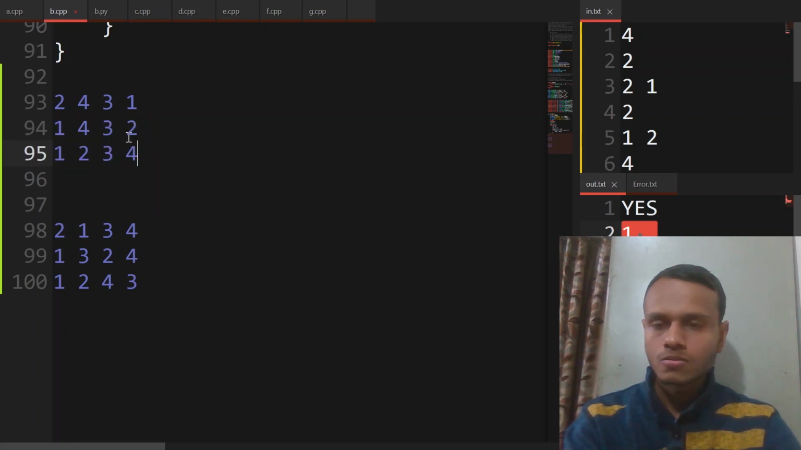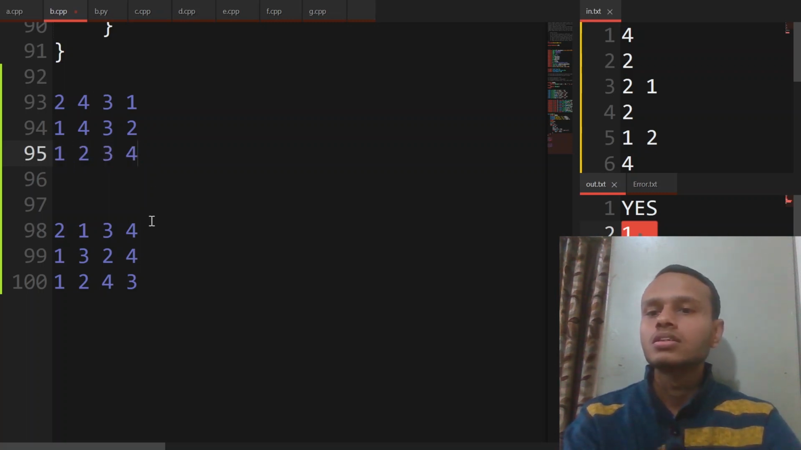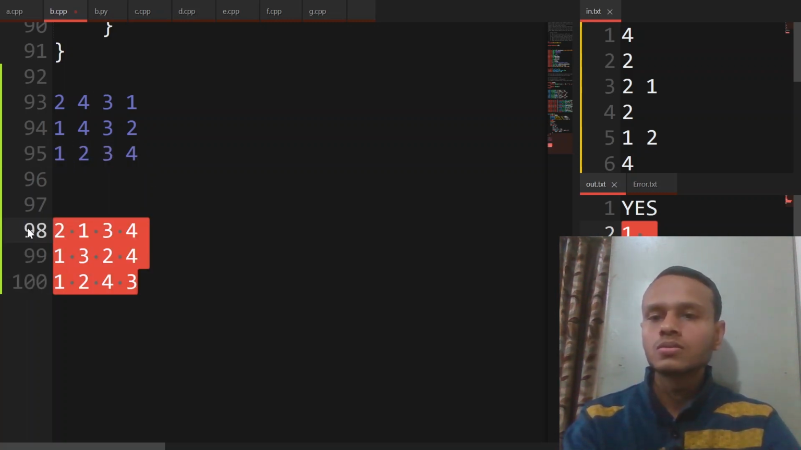But yeah, so the operations that I have performed are swap the second and the fourth element, and swap the first and last elements. So if I try to swap the first and last element in this one, then also it will not match with any of these.